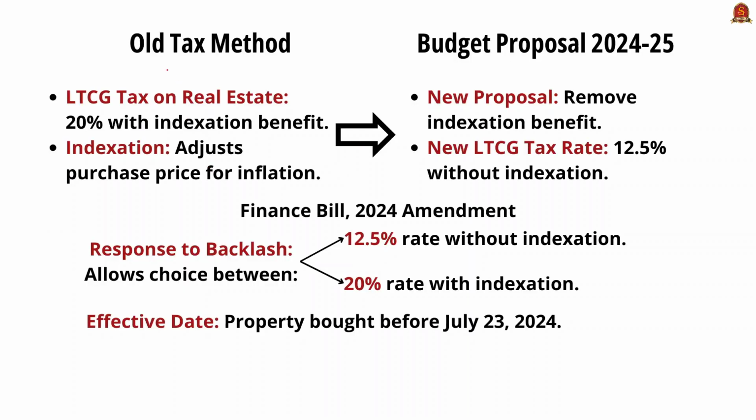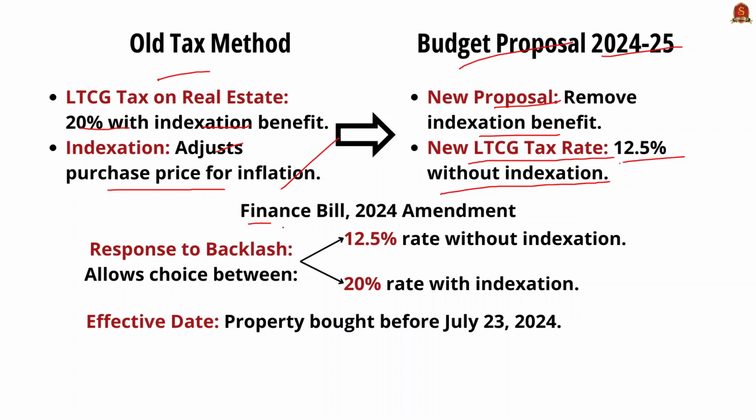Under the old tax method, long-term capital gains on real estate were taxed at 20% with the benefit of indexation, which adjusted the purchase price for inflation. A proposal to remove indexation benefit in calculation of long-term capital gains on sale of immovable properties in the budget 2024-25 was given. It introduces a lower LTCG tax rate of 12.5% without indexation benefits.